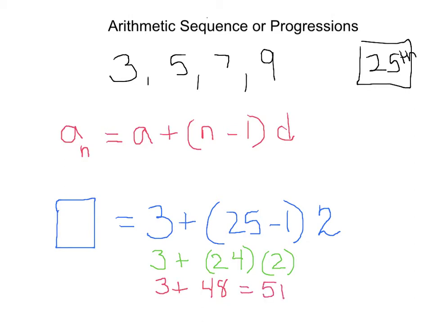And if we were to take this strand of numbers and take it out 25 places, where would we end up? 51. And 51 is our answer. That's simple. All you have to do is know the formula, know what each piece of the formula means, and then just input the numbers into the formula like we did here, and solve it. 51 is the 25th term in a strand of numbers that starts off 3, 5, 7, 9. All right, good luck. Now let's move on to geometric sequences.